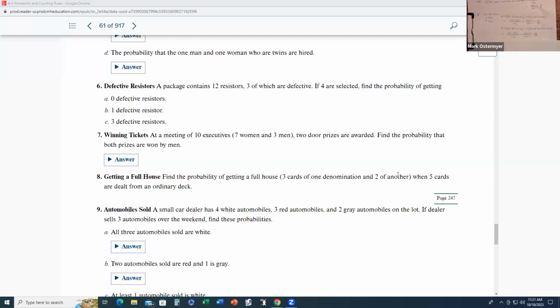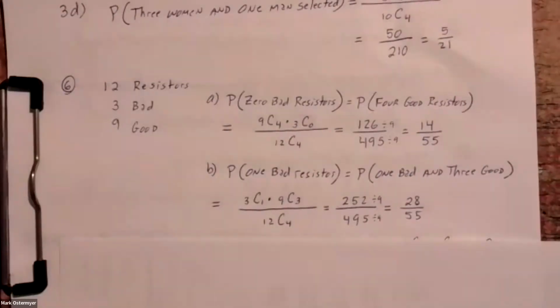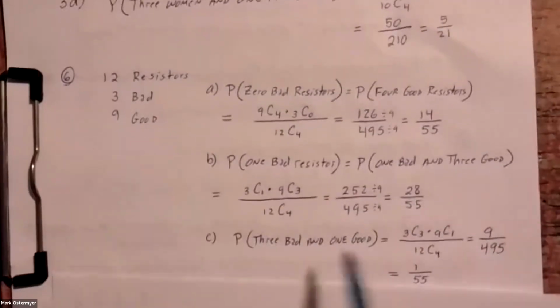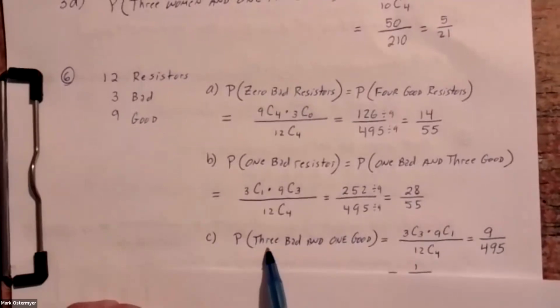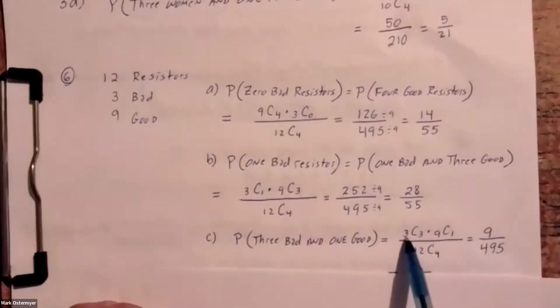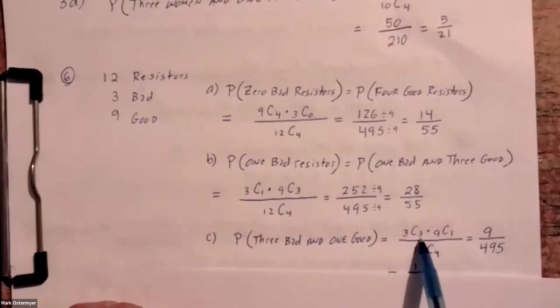C was the probability of selecting 3 defective or 3 bad resistors. The probability of selecting 3 bad resistors is equal to the probability of selecting 3 bad and 1 good resistor, because again, we're selecting 4 resistors. How many ways can you select 3 bad resistors from 3 bad resistors? Order does not matter. 3 in combination with 3.